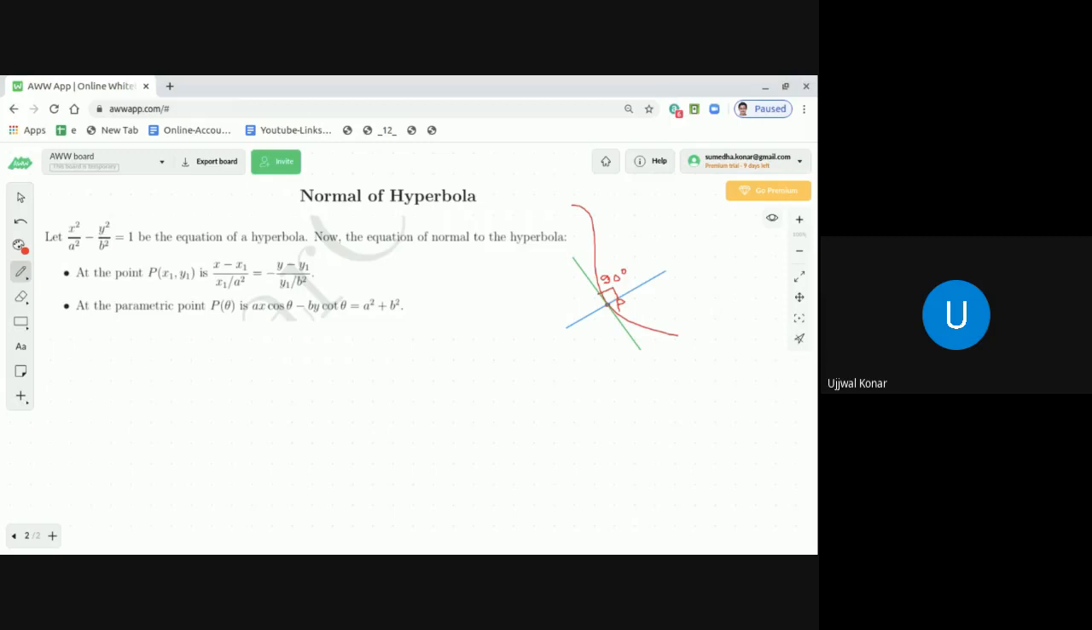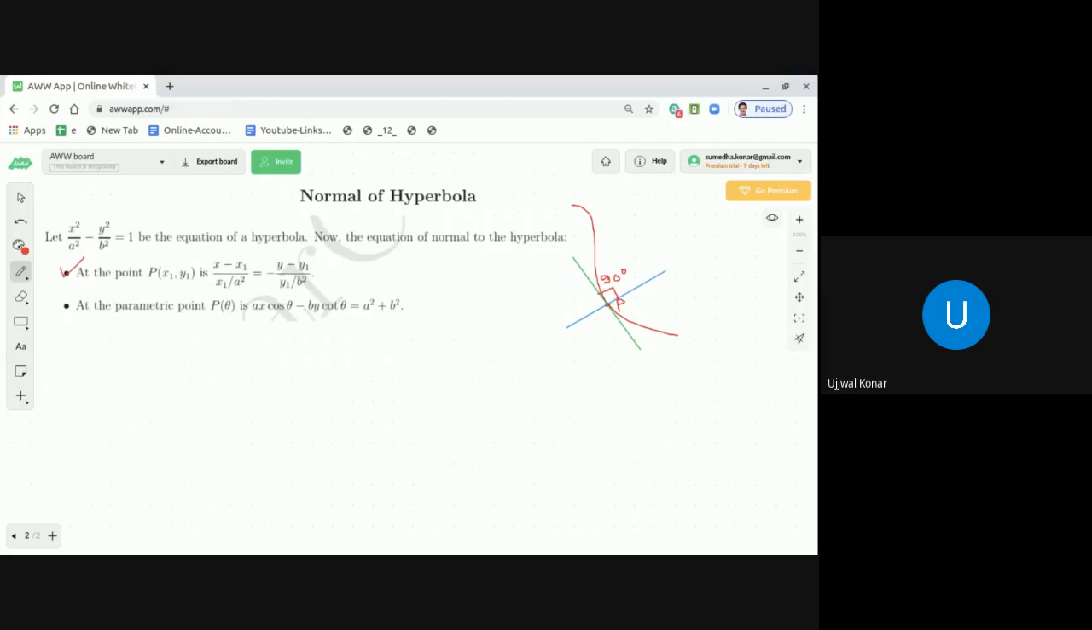Equation of the normal is (x minus x1) by (x1 by a square) equal to minus of (y minus y1) by (y1 by b square). That is the equation of the normal to the hyperbola x square by a square minus y square by b square equal to 1 at the point P having coordinate x1 comma y1.